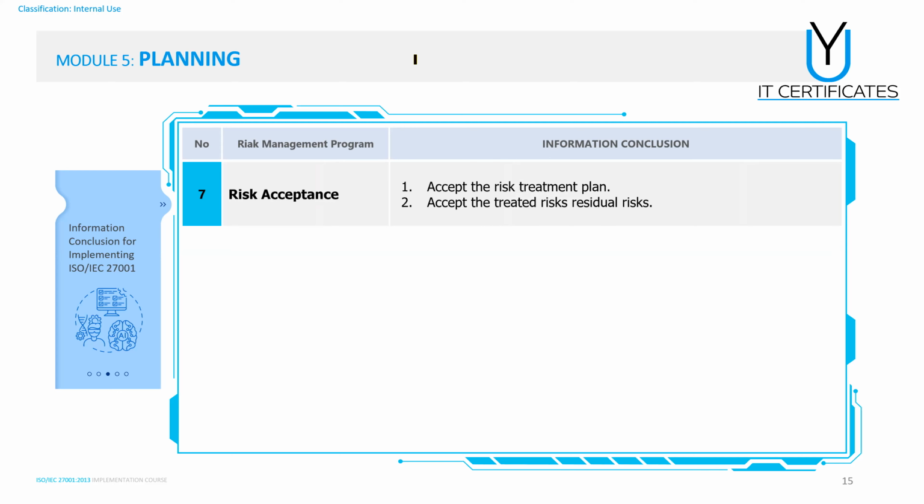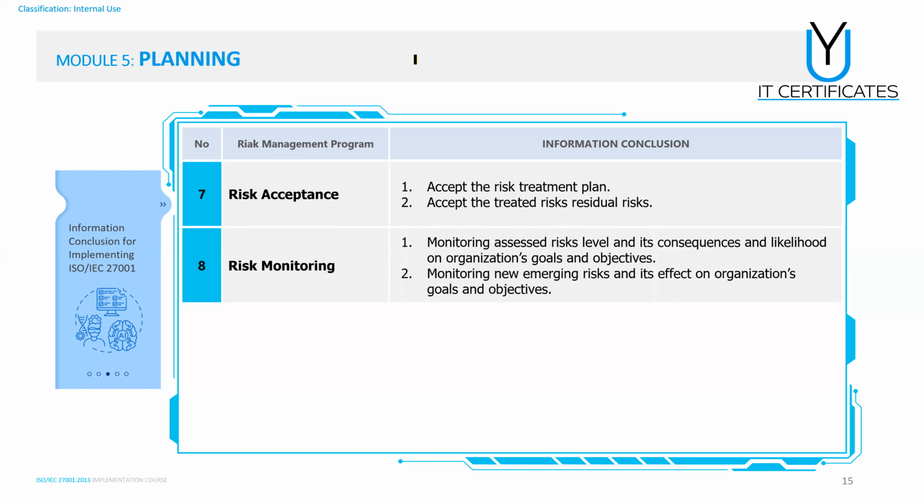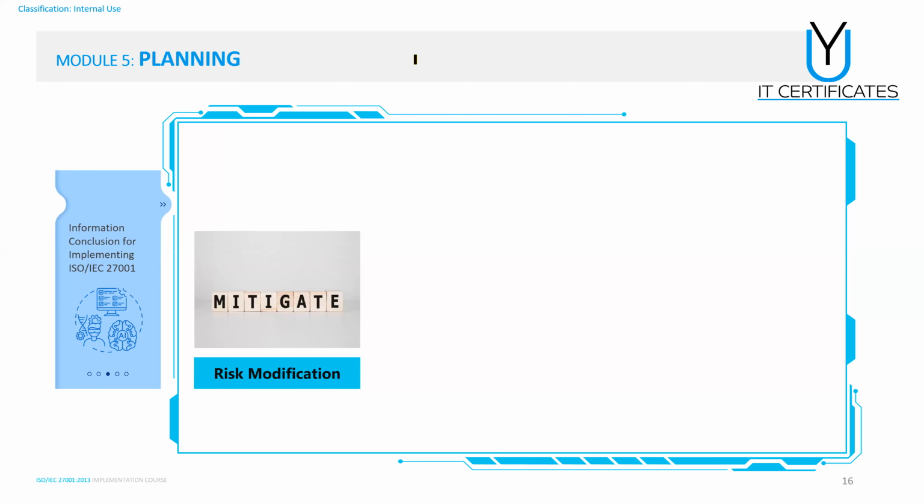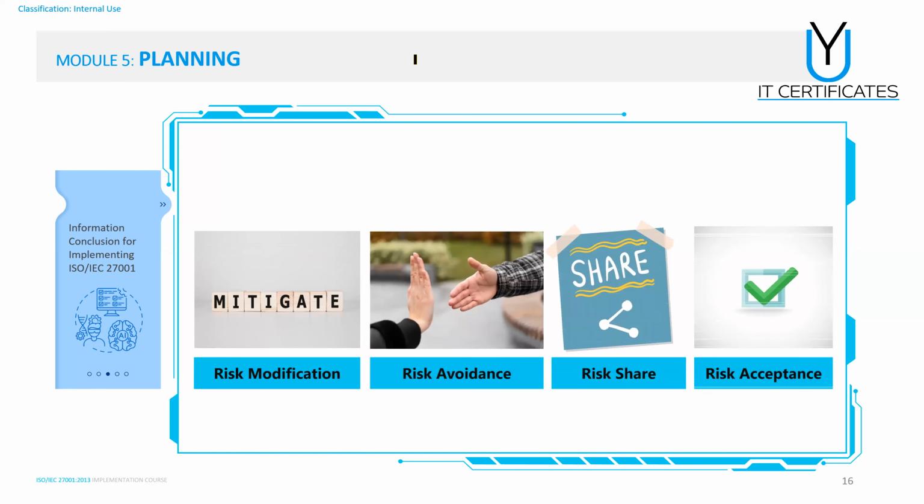In the risk acceptance, you have to accept the risk treatment plan, the treated risks, and the residual risks. And finally, you must monitor the assessed risk levels, and you have to assess for any emerging new risks as well. Okay, now these are the information which we want to cover. I want to just go through some definitions to be clear for you.